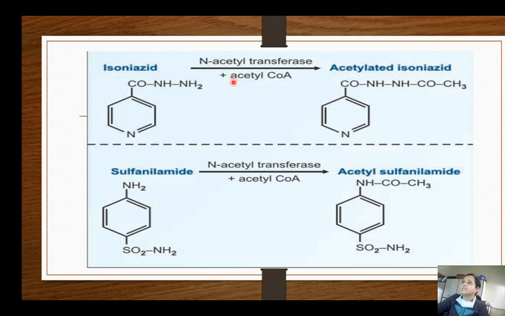Now, as I already mentioned, acetyl is donated when it turns into its active form, that is acetyl-CoA. So isoniazid will combine with acetyl-CoA in the presence of the enzyme N-acetyl transferase to form acetylated isoniazid. Sulfanilamide will combine with acetyl-CoA to form acetyl sulfanilamide, and that is the one that is excreted. So in that way, isoniazid, sulfanilamides, and PAS, all three are detoxified or conjugated by acetyl-CoA.